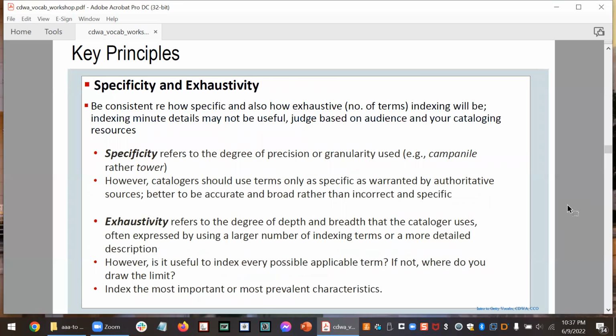Specificity and exhaustivity are concepts that are discussed. Specificity, we've already been talking about. This is the degree of precision. Are you going to call it metal or cast iron? Campanile, specifically, or more broadly, a tower.